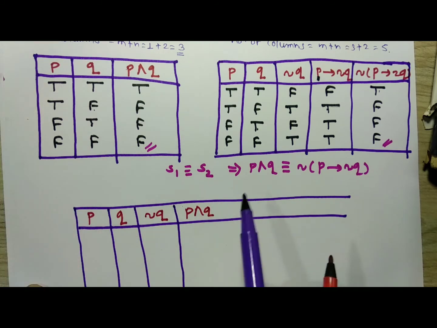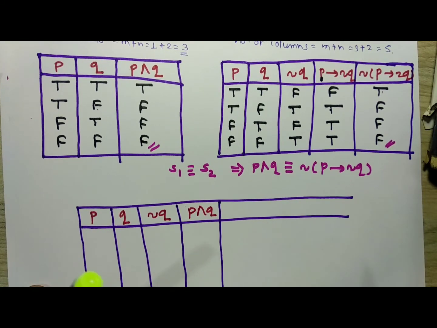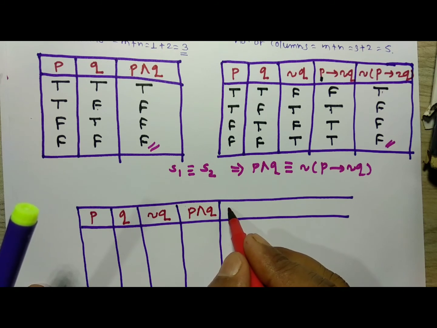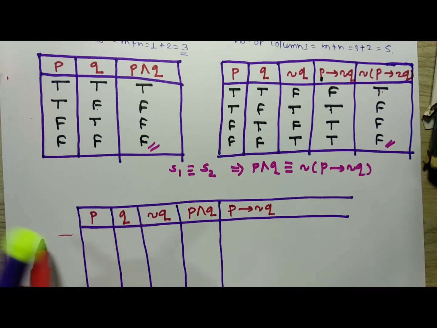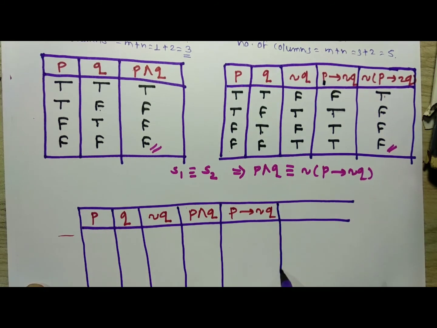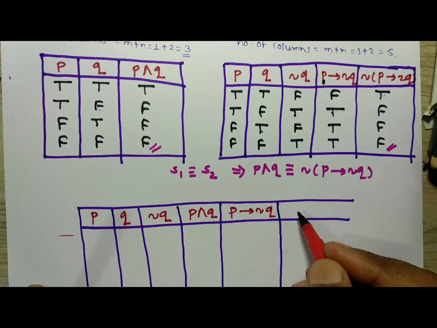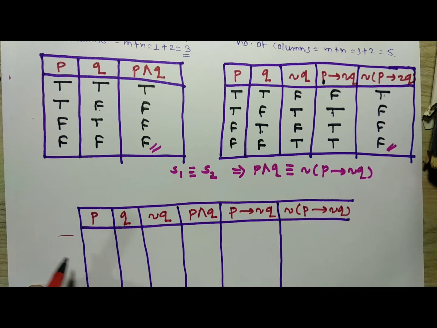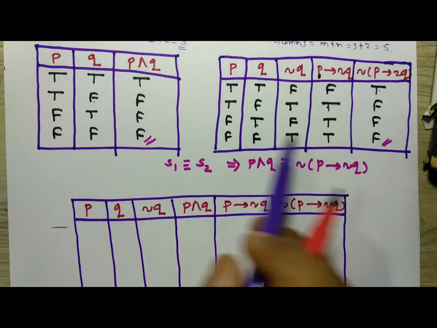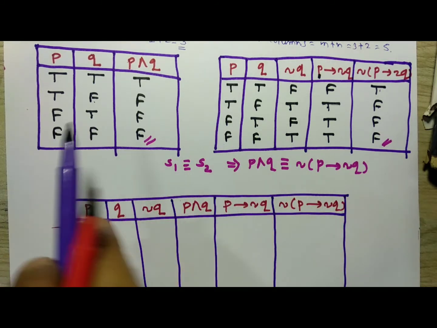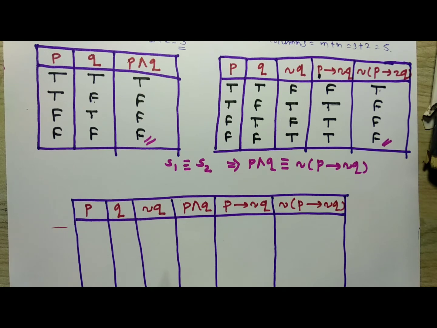Next combination is P implies negation Q. P implies negation Q is another combination here, and after that the last combination is nothing but negation of P implies negation Q. Those are the columns required in a single truth table. And by using that single truth table, you can perform the work of the two different truth tables as follows.